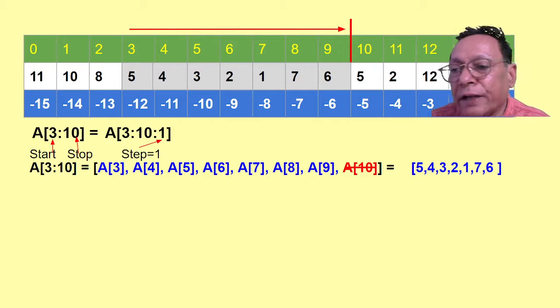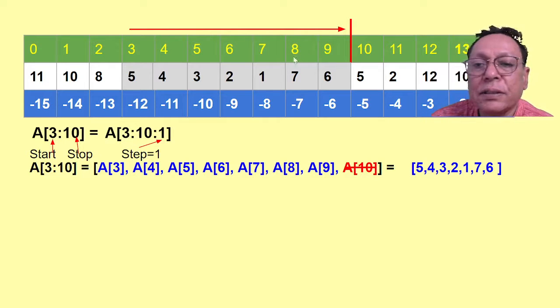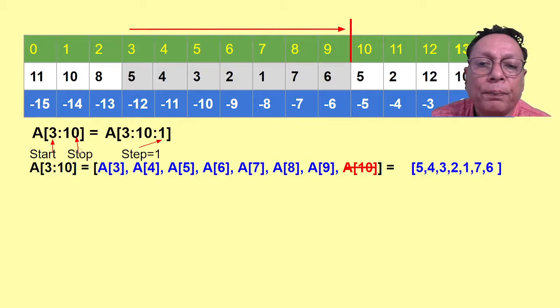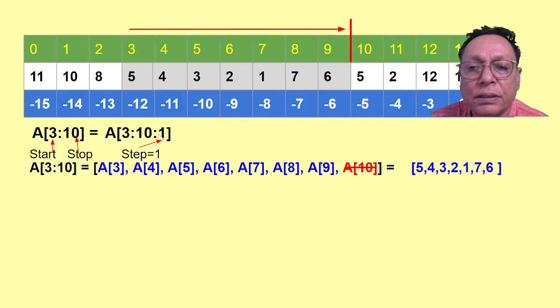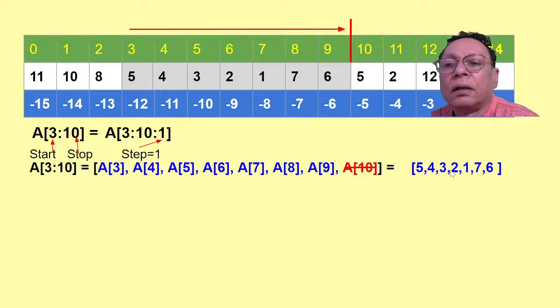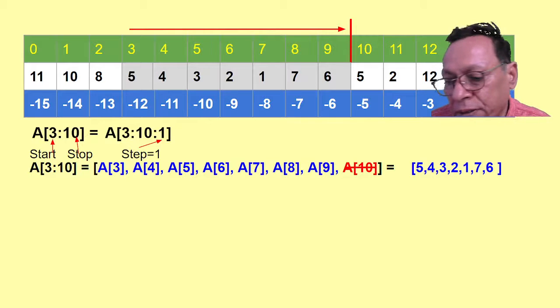The slice is 5, 4, 3, 2, 1, 7, 6. This slice will be extracted if you apply this slicing. You apply this or this, and you will get the slice 5, 4, 3, 2, 1, 7, 6 from this list.